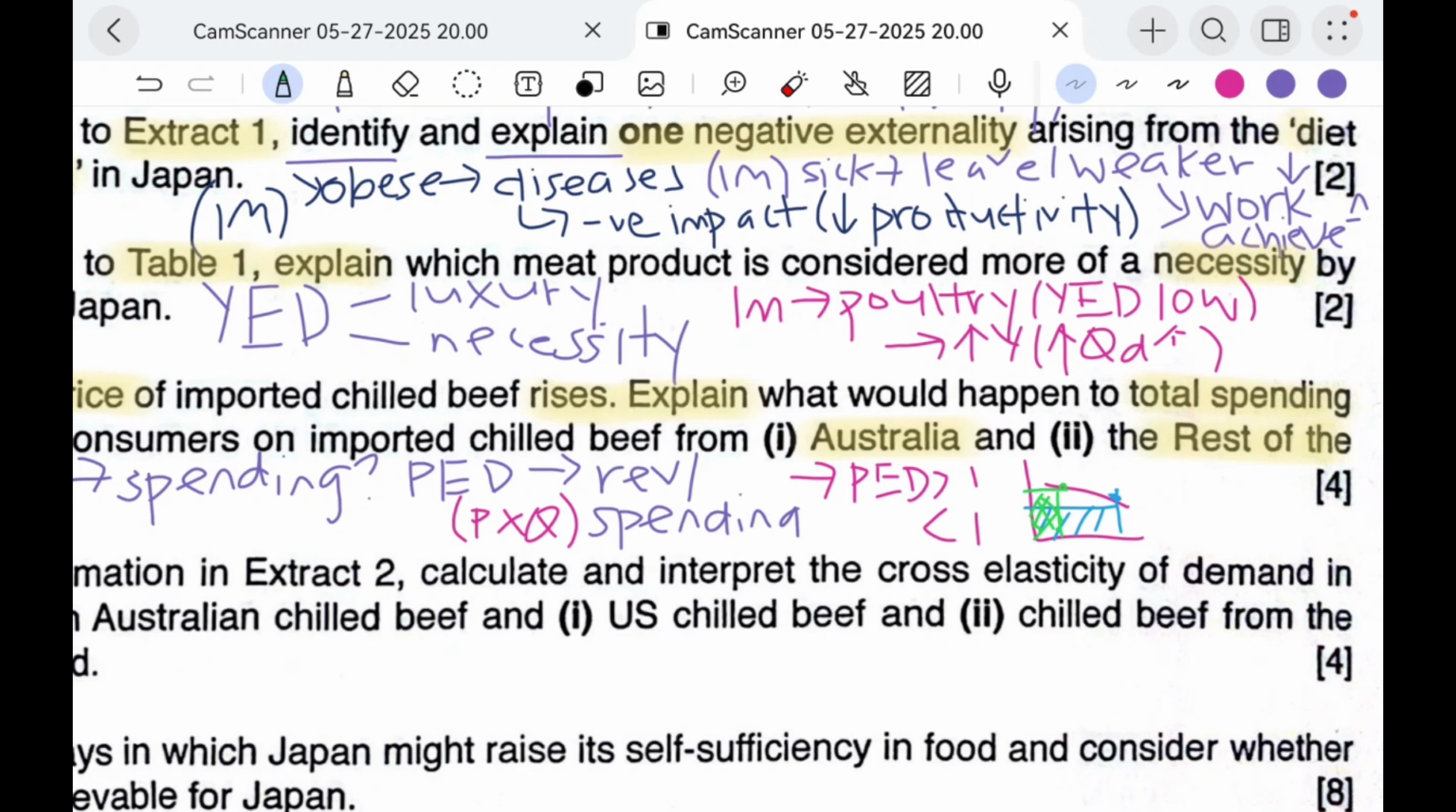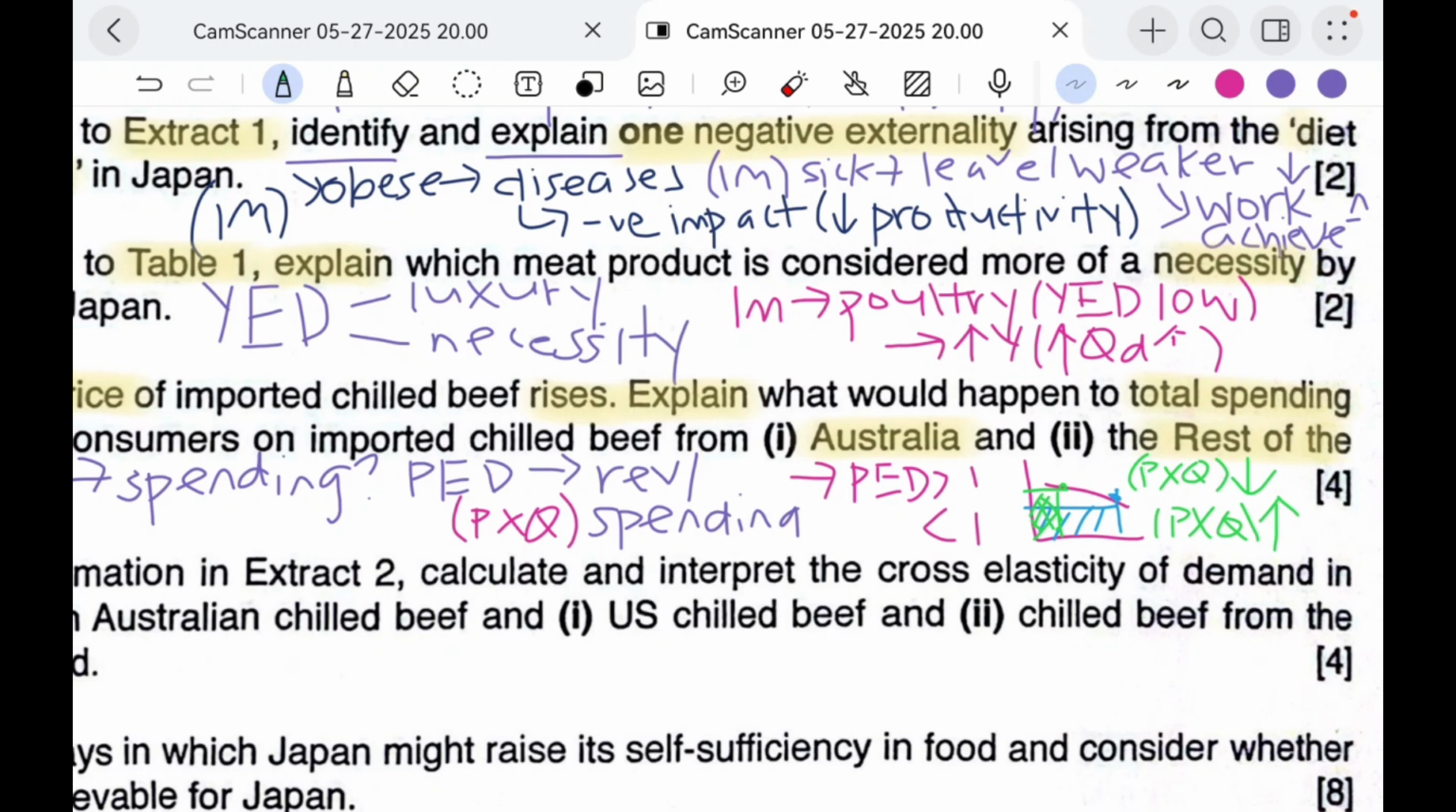So if your PED is more than 1, actually your P times Q decrease. So of course, if you have established that, then the opposite is true. Like if PED is less than 1, then your P times Q increase. This is because if your good has PED more than 1, it means that when price increase, the quantity demanded will fall more than proportionate, and this affects your total spending, which has decreased.